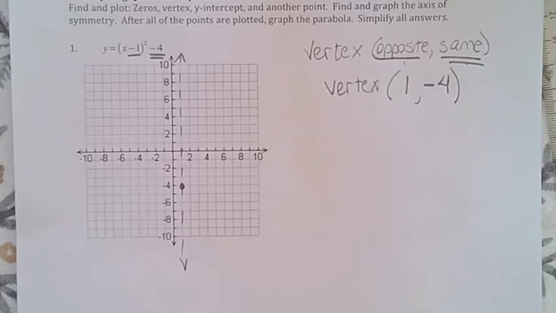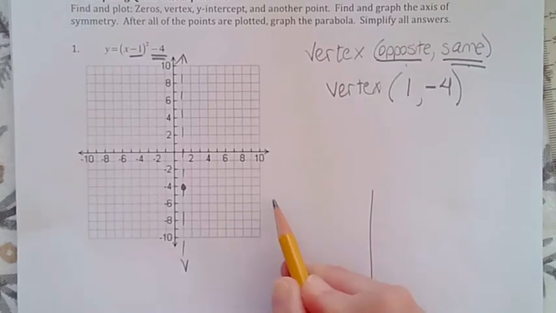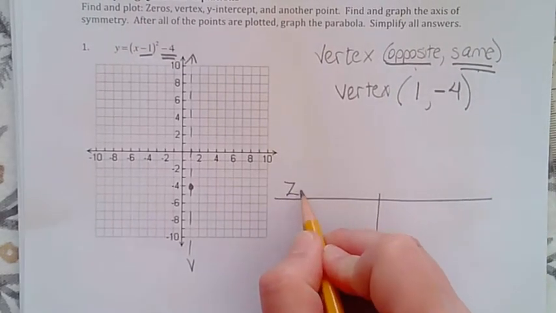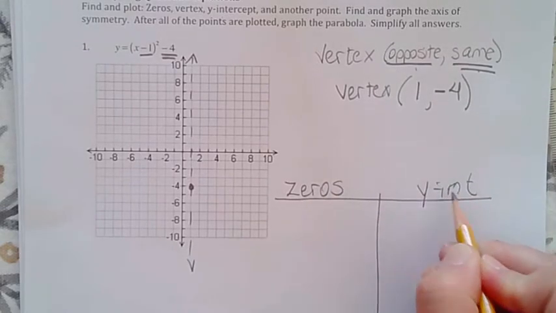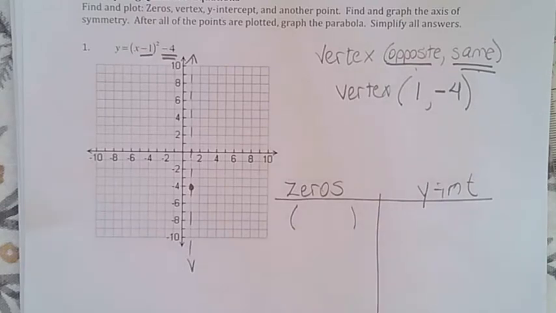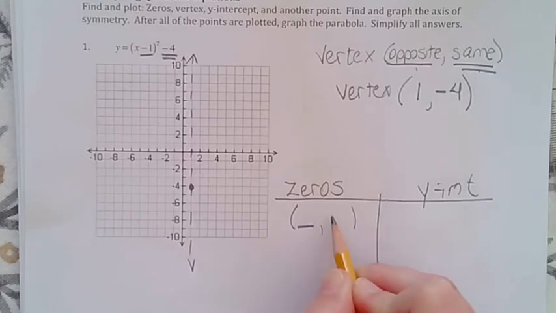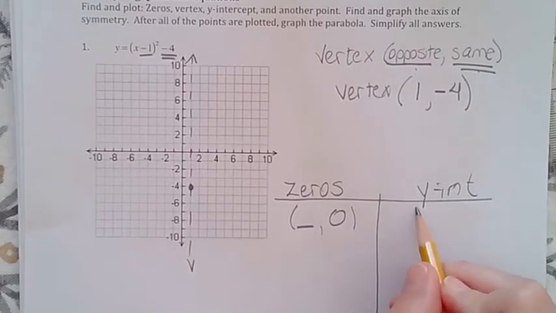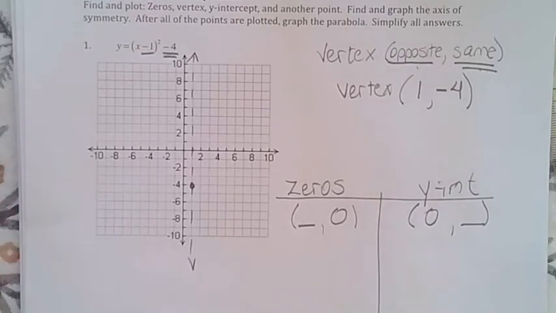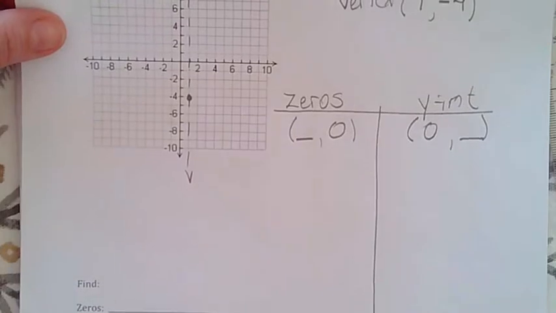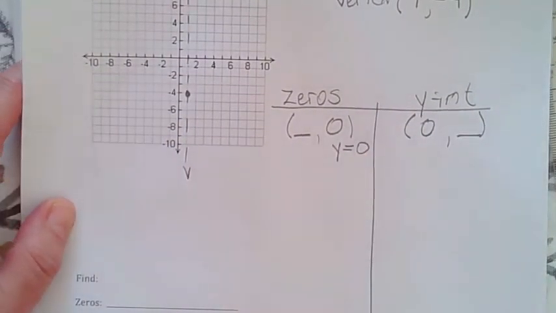So at this point, we're going to find our zeros, and we're going to find our y-intercept. Remember, your zeros have a number for x and 0 for y, and the y-intercept has a number for y and 0 for x. This is going to help me as I find my numbers, because I'm going to remember that here the y has to be equal to 0.